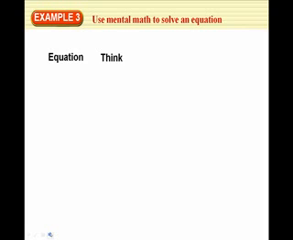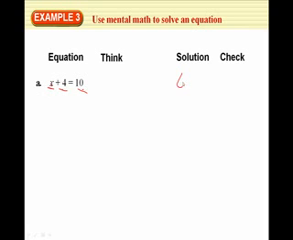So use mental math to solve an equation. When we're solving equations, we like to think of a question. So in this equation, I'm going to say it out loud. X plus 4 equals 10. And I need to think to myself, what number added to 4 makes 10? Just knowing my facts, I know the answer is 6.